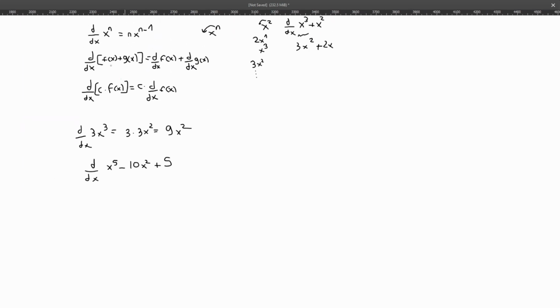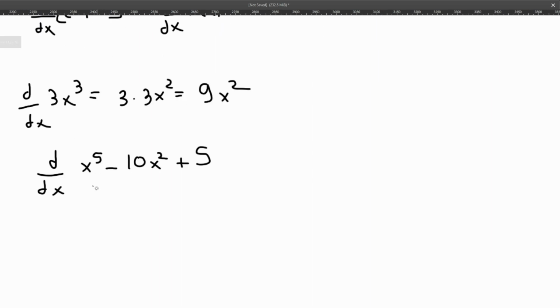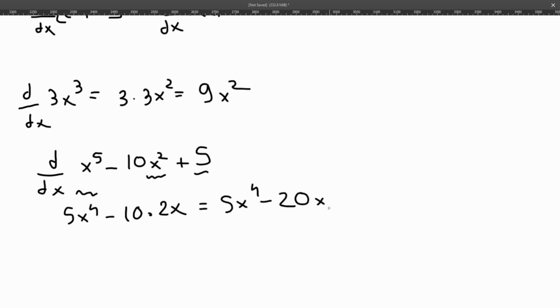Now, using this sum rule right here, we can say that this is the derivative of x to the 5th, which is 5x to the 4th, and then minus 10 times the derivative of x squared, which is 2x, plus the derivative of 5, which we know is 0. So this is going to be equal to 5x to the 4th minus 20x. And this right here is our derivative function.